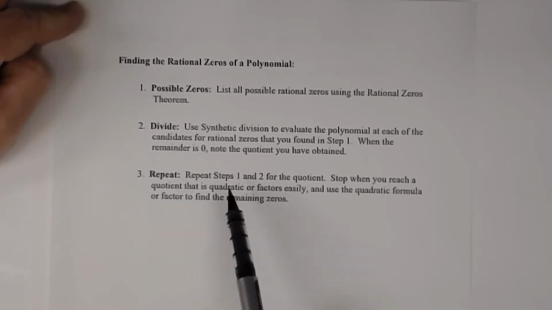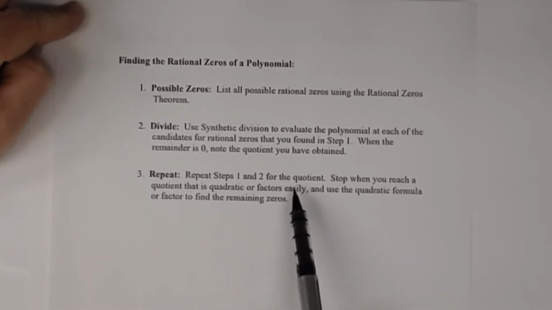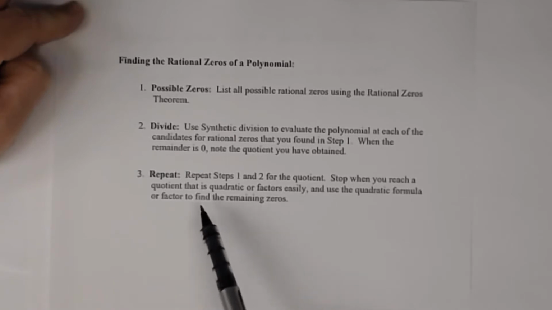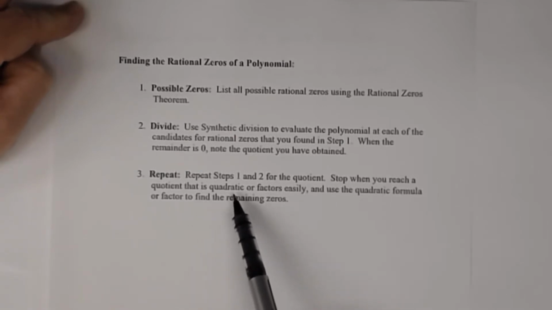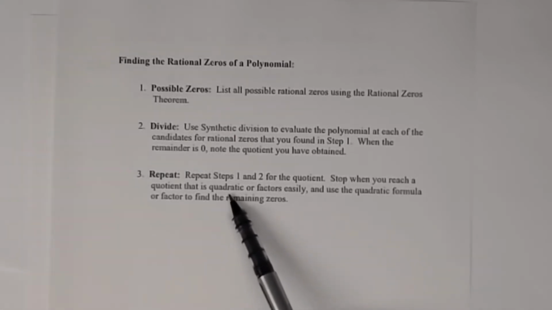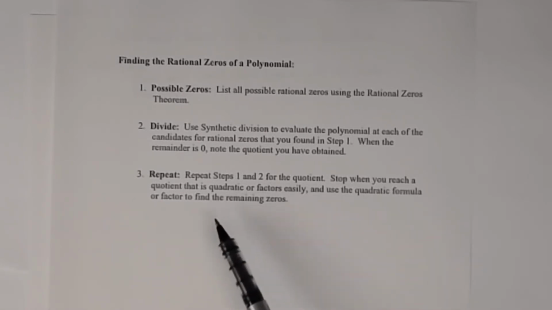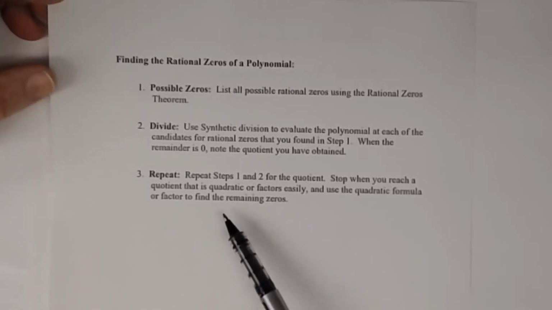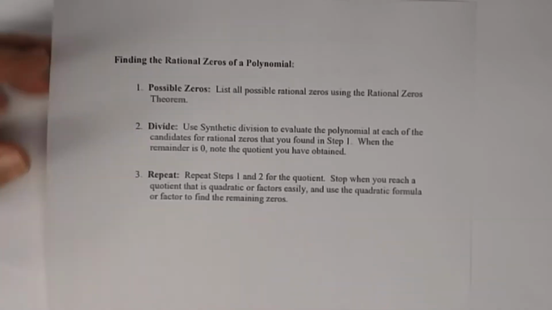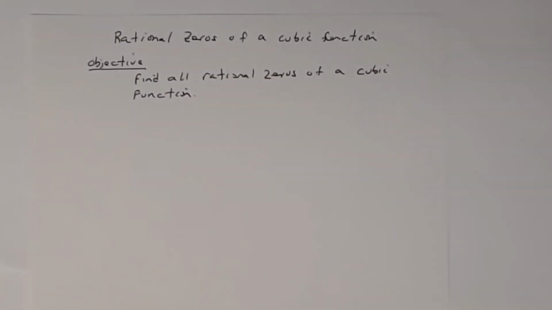Then you're going to repeat steps 1 and 2 for the quotient. Stop when you reach a quotient that's quadratic. And the reason is because either it's factorable, or if it's not factorable, you can use the quadratic formula, and then that will give you the remaining zeros. Okay, so you can see how this is going to work. It's very simple. Do not get worried about this. It's a very simple process.